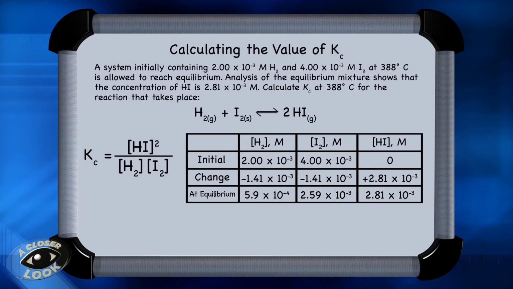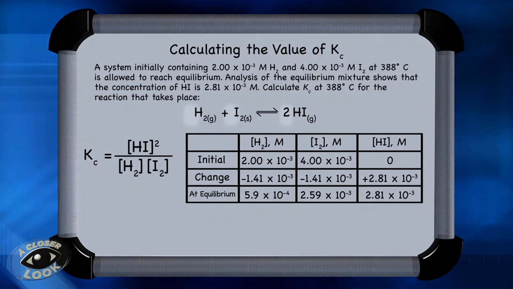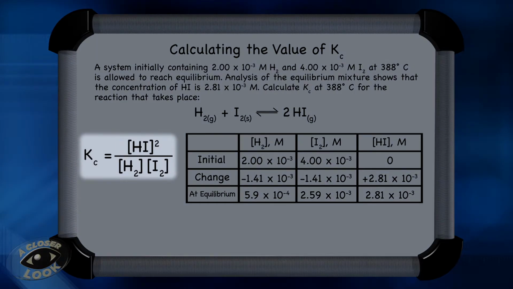Now we can solve for the equilibrium constant. Remember the equilibrium system. The equation was this: 1 mole of hydrogen plus 1 mole of iodine in equilibrium with 2 moles of hydrogen iodide. When we set up our equilibrium expression, we want the products raised to their coefficients in the numerator over the reactants raised to their coefficients in the denominator.